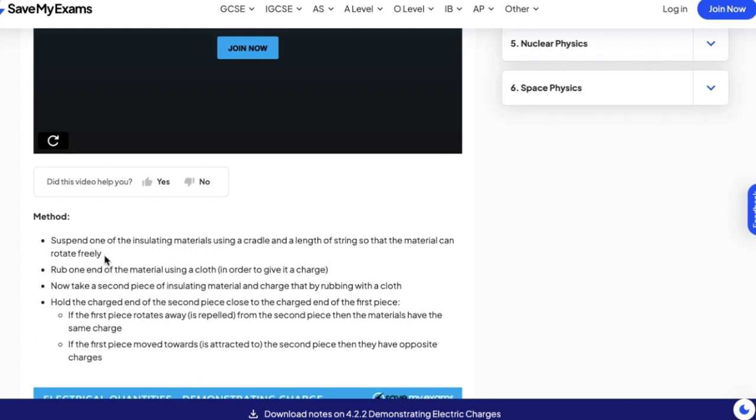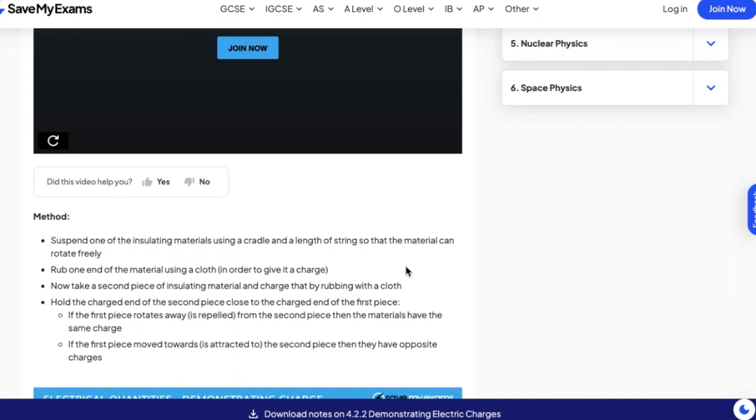So what we are saying here is that you suspend one of the insulating materials using any stand, retort stand, cradle, and length of string, like you've seen just now as we've demonstrated, okay? And then you let it rotate freely. You let the material rotate freely. Now you rub one end of the material using a cloth, a piece of white cloth, okay, in order to give it a charge.